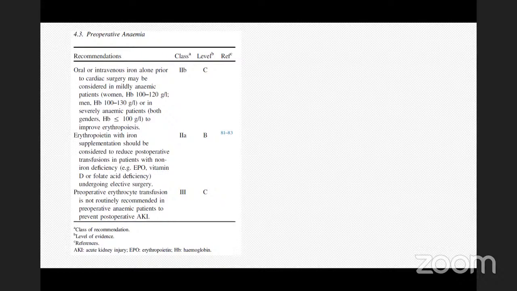Below 7, you transfuse. Above 10, you do not. But it depends, of course, on the clinical situation, and 7 to 10 is a clinical judgment. So just to make it easier, this is the important thing I needed to talk about, to summarize from your lecture, what is important as cardiac surgeons.